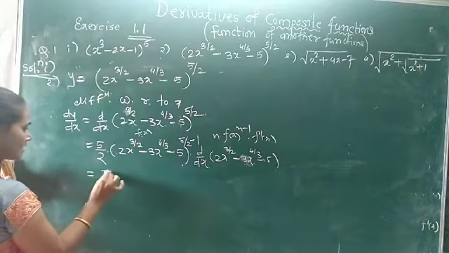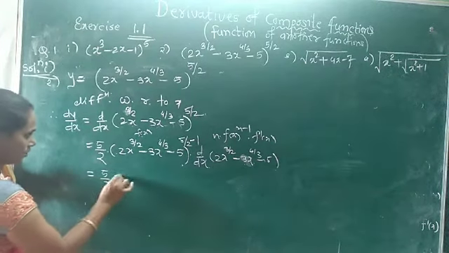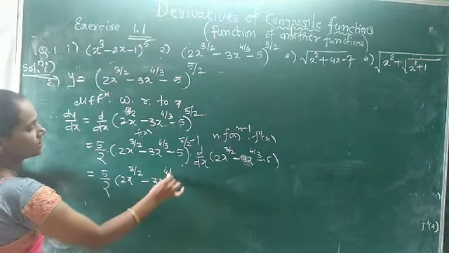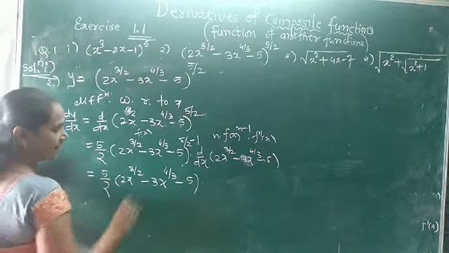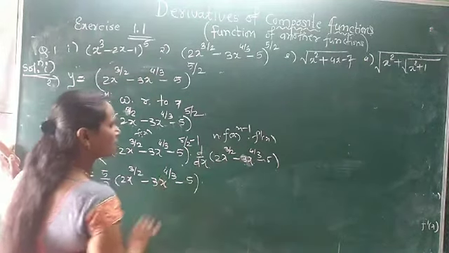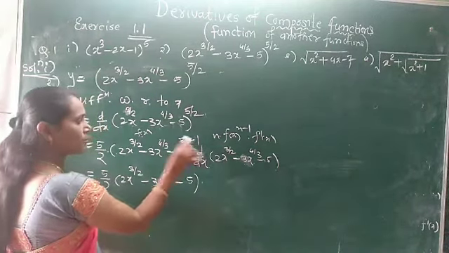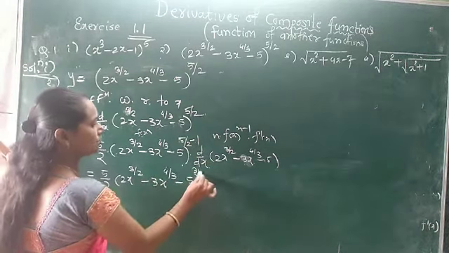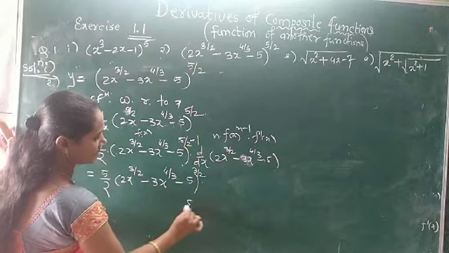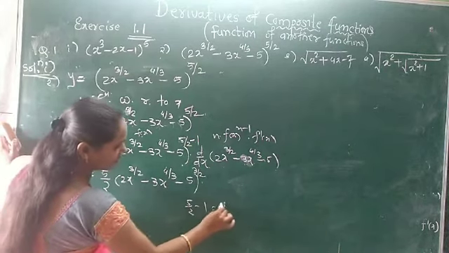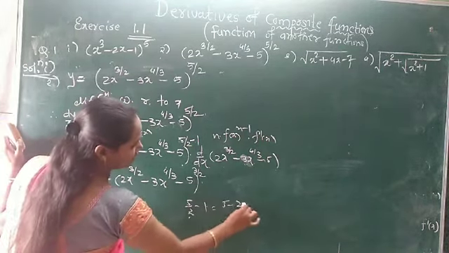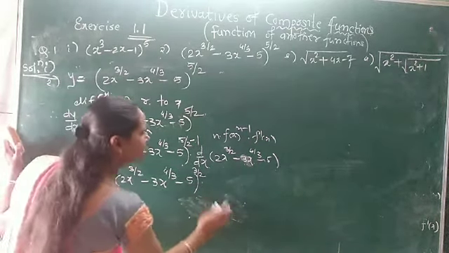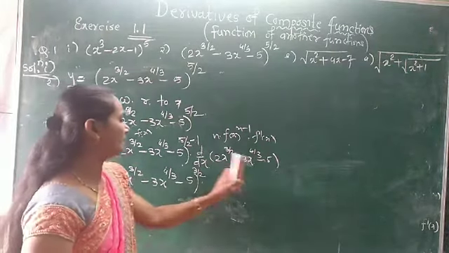So again keep this term as it is. 5 upon 2 times 2x raised to 3 by 2 minus 3x raised to 4 by 3 minus 5. Now we have to find the derivative of this term, and here the power is 5 upon 2 minus 1. What is this? 5 by 2 minus 1 is raised to 3 upon 2, by cross multiplication: 5 by 2 minus 1 equals 5 minus 2 divided by 2, that is 3 upon 2, times, now we have to find the derivative of this term.